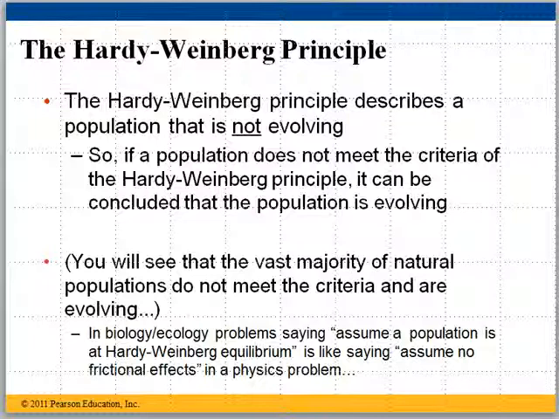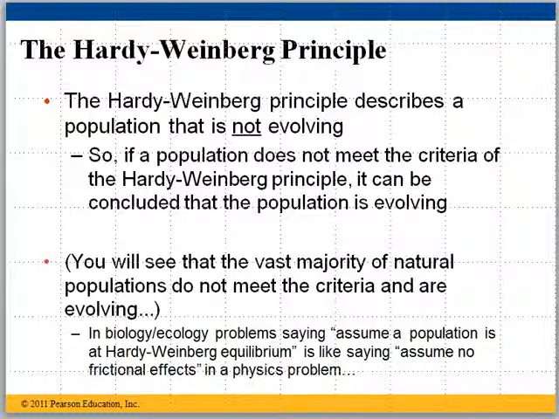If you study population genetics or ecology or biology of populations, you're going to see that virtually all, the vast majority, of natural populations do not meet all the criteria of the Hardy-Weinberg principle and are thus evolving. So think of this as a tool. In biology and ecology problems, you'll see something like, assume a population is at Hardy-Weinberg equilibrium.